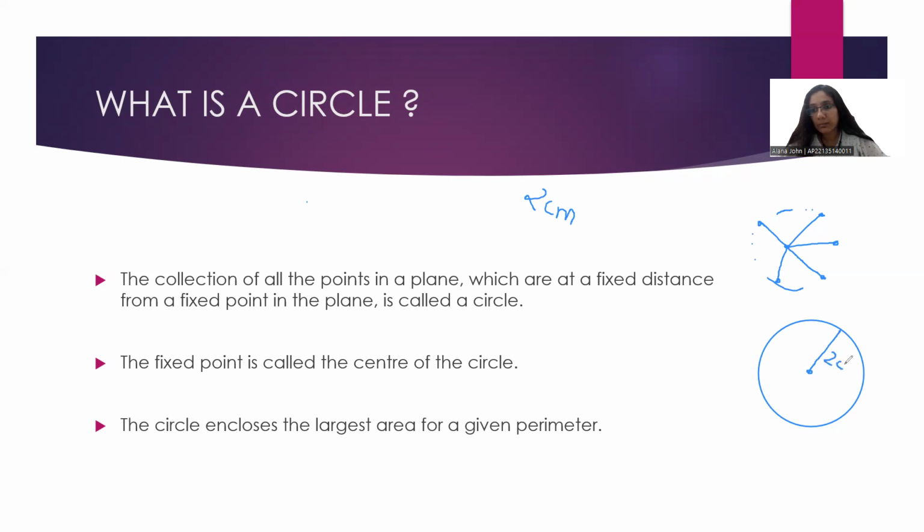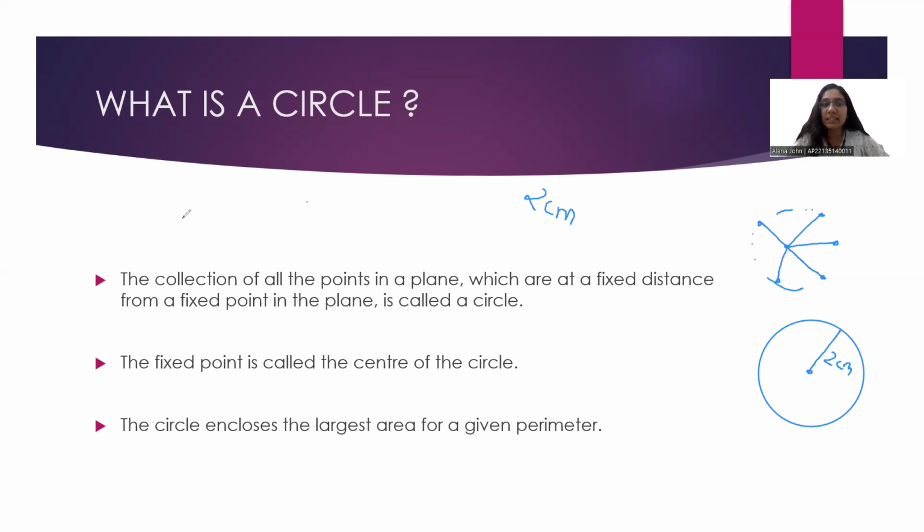If you are taking any point on this boundary, the distance from the fixed point will be 2 centimeters. So here the shape which we obtained is called a circle. So how did we construct this circle? We took a fixed point and then we took all those points in the plane which are at a fixed distance of 2 centimeters from the fixed point. Then we are getting a shape which is known as the circle.